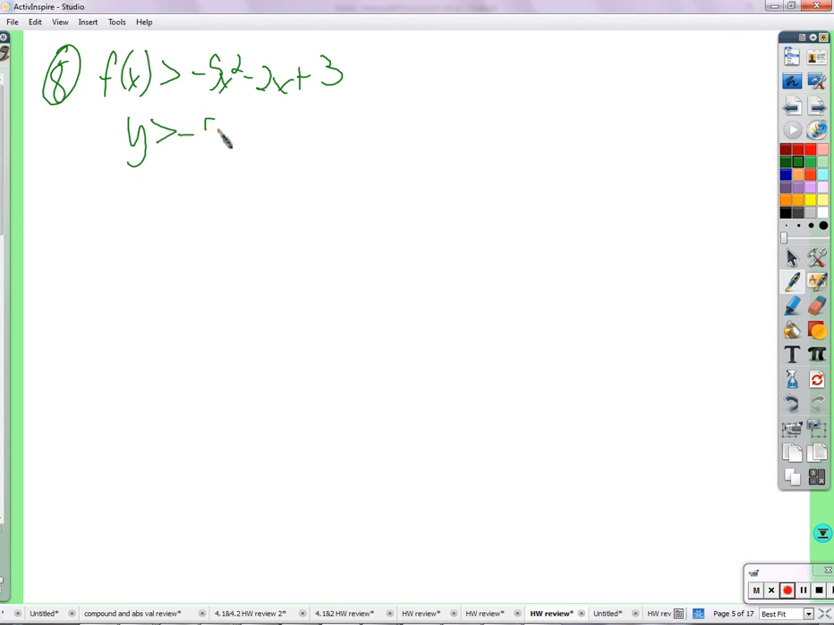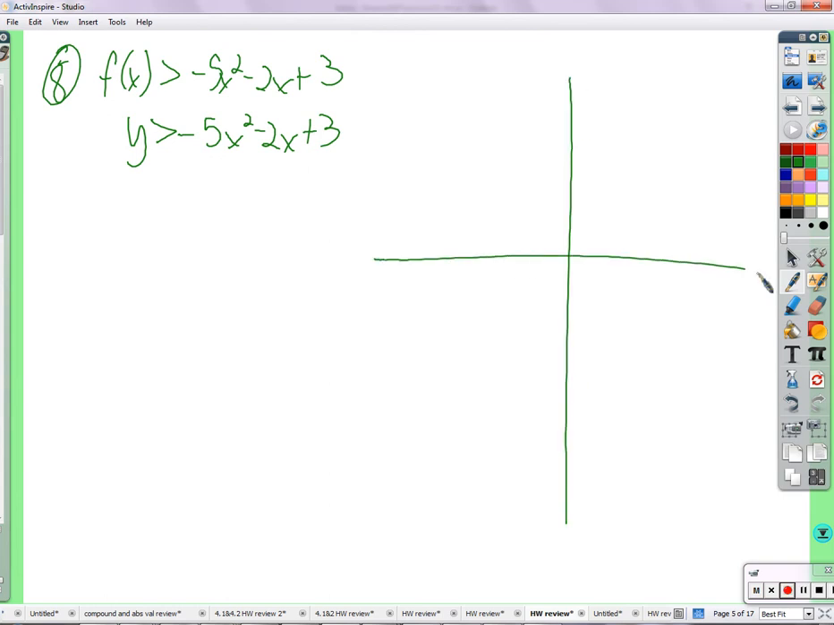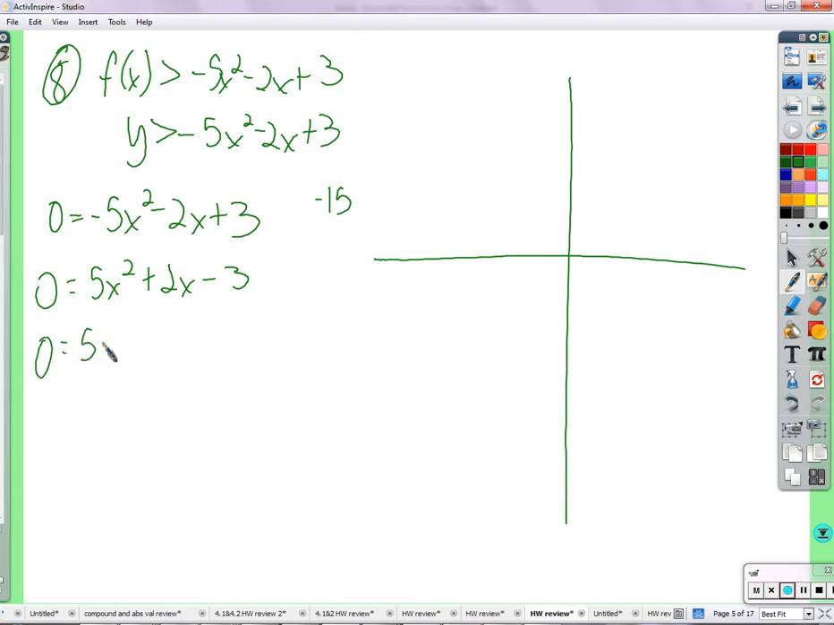Really should have written it like this. Get rid of that negative. I found 5x squared plus 2x minus 3. 5 times negative 3 is negative 15. Two numbers that multiply to negative 15 and add to 2. 5 and negative 3, plus 5x minus 3x minus 3. 5x in common here, x plus 1.